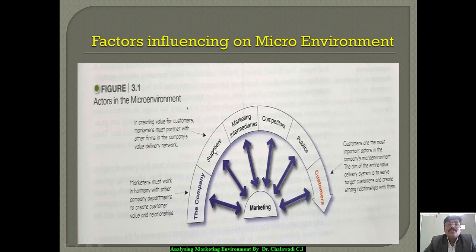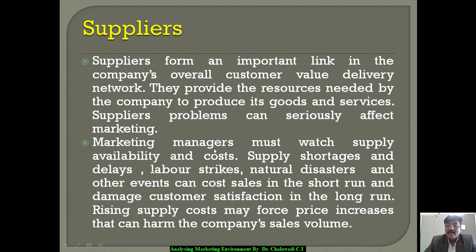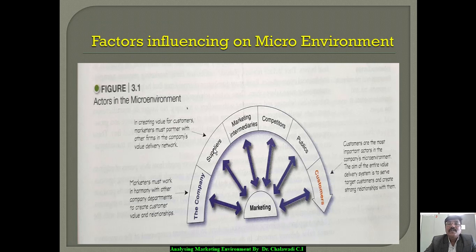Suppliers are also playing an important role in creating superior value for the customer. In creating value for the customer, the marketer must partner with the firms in the company's value delivery network. Another important thing is customers. Customers are the most important actors in the company's micro environment. The aim of the entire value delivery system is to serve target customers and create strong relationships with them. This is the brief information. Let us discuss one by one.